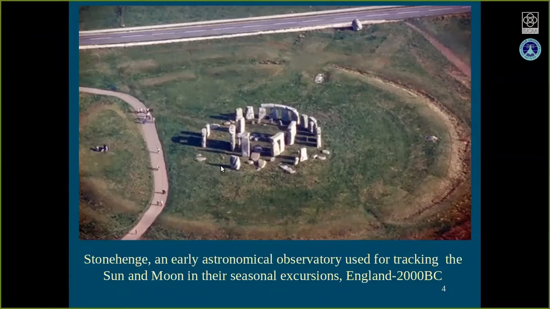You see these pillars, shaped like hens, right? The shadow of this pillar moves in different directions, and the length of the shadow is sometimes decreasing and sometimes increasing at different seasons. From that seasonal excursion, you can predict the different seasons like monsoon, winter, summer, and people used Stonehenge basically for cultivation purposes. So it was in England in 2000 BC.